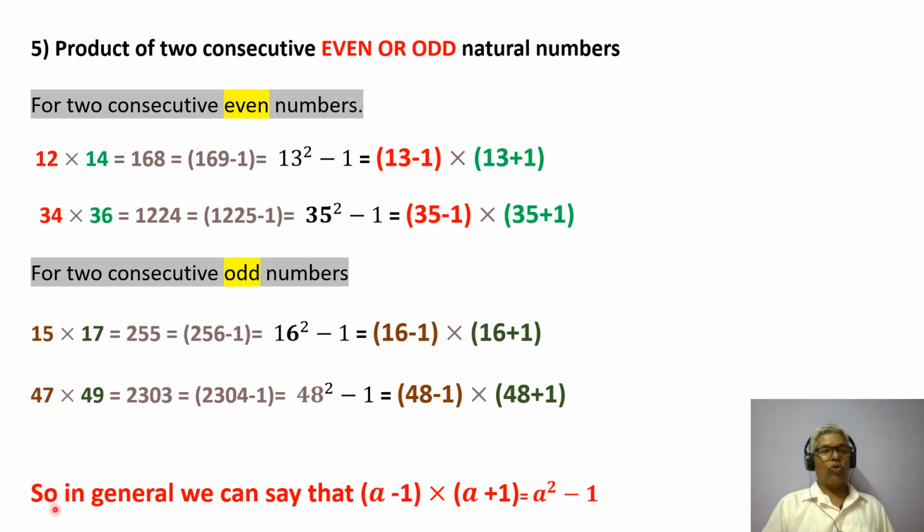So in general we can say that (a minus 1) into (a plus 1) is equal to a square minus 1. With this we move ahead to another pattern.